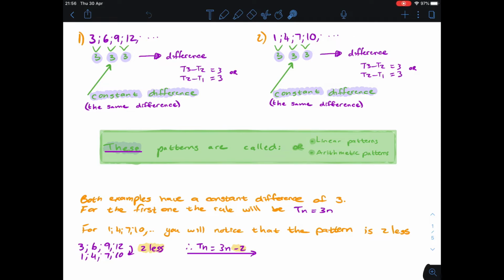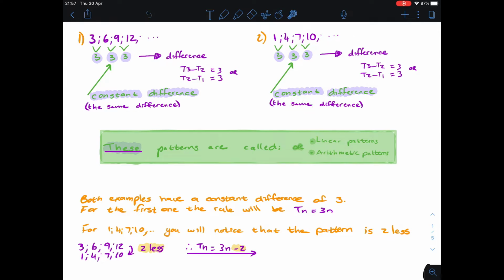1, 4, 7, and 10. So from the 1 to get to the 4, and from the 4 to get to the 7, from the 7 to get to the 10, every single time I have a difference there, or a certain something I had to add to it, and the way I get that or work that out is by saying term 3 minus term 2 or term 2 minus term 1. Again, I will see that it's 3 with this one, so it has a constant difference, so the same difference every single time of 3.